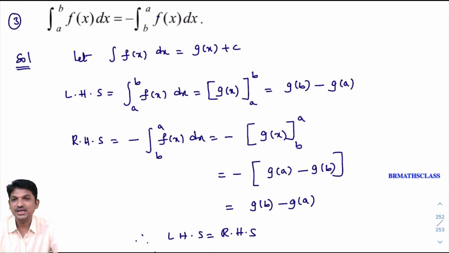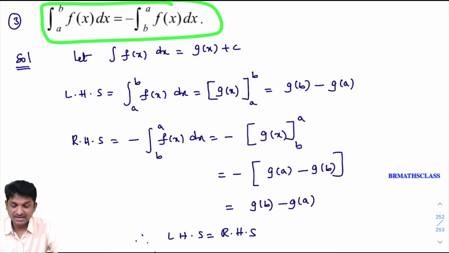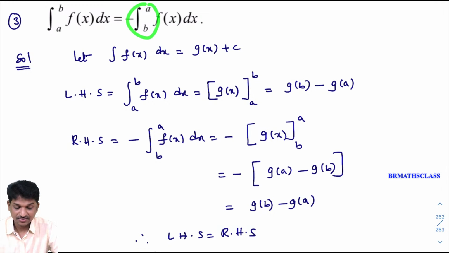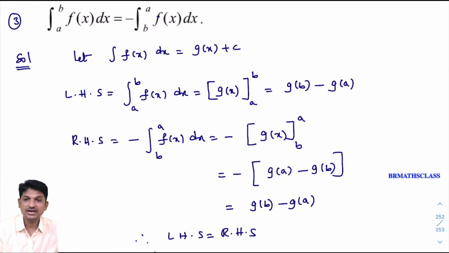What is second property? Second property is integral of a to b f of x dx equal to integral of a to b f of t dt. That is about dummy variable. What is third property? Integral of a to b f of x dx equal to minus integral of b to a f of x dx. When we interchange the limits, we need to change the sign of the integral. Here minus, here plus is there, no? So here we need to write minus. I hope you are all understanding. Successfully we completed 3 properties out of 9 properties.